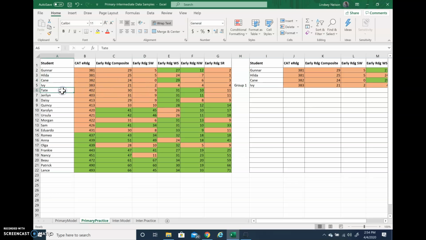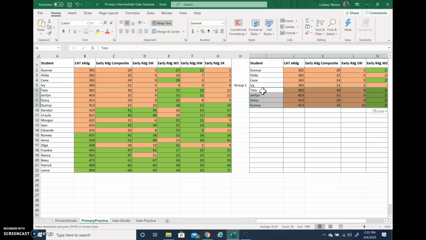Then I look on to my next group. I'm going to look at Tate down through Quincy, as I notice that these students are all in the beginning 400 numbers. It looks like these students would probably make a good group. As I look across, there's many similar scores. And I'm going to put them into my second group.